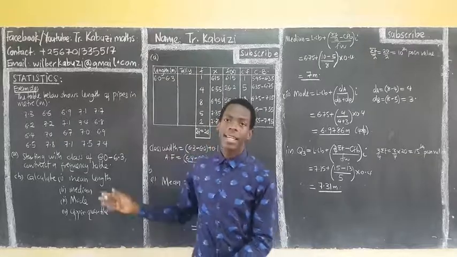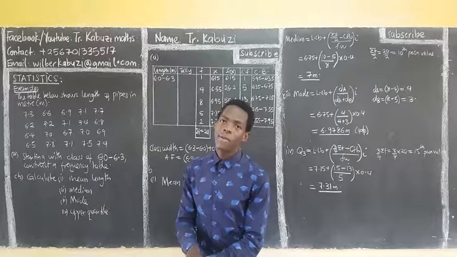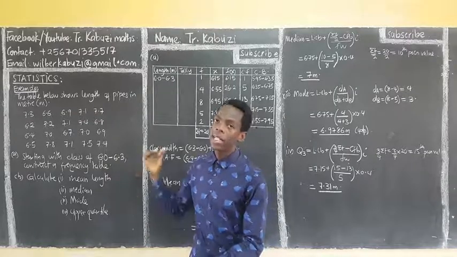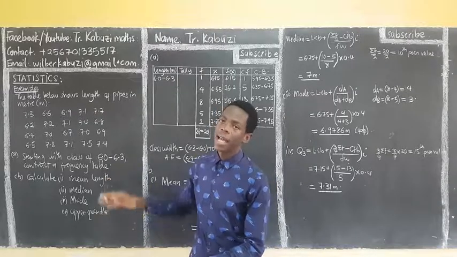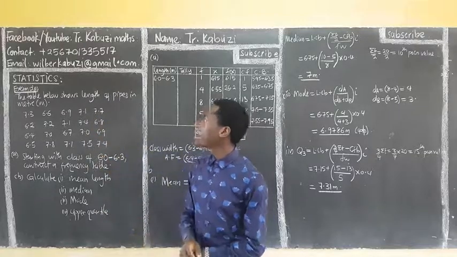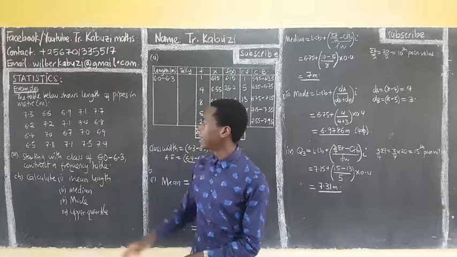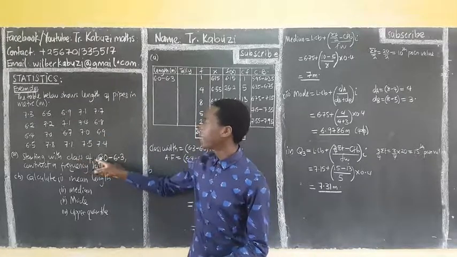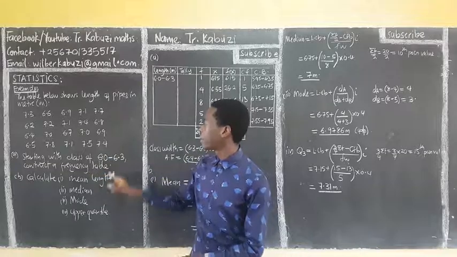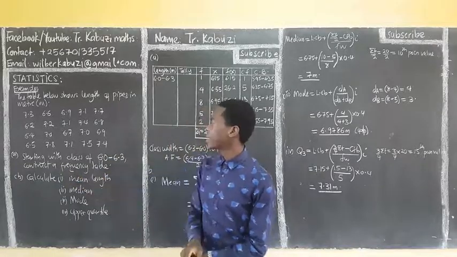Okay, start with the set. All this data we have is ungrouped. First of all, you can convert it to grouped data by using the tally method of tallying the data here. The table below shows the length of pipes in meters. Starting with the class of 6.0 to 6.3, calculate the frequency, construct a frequency table.